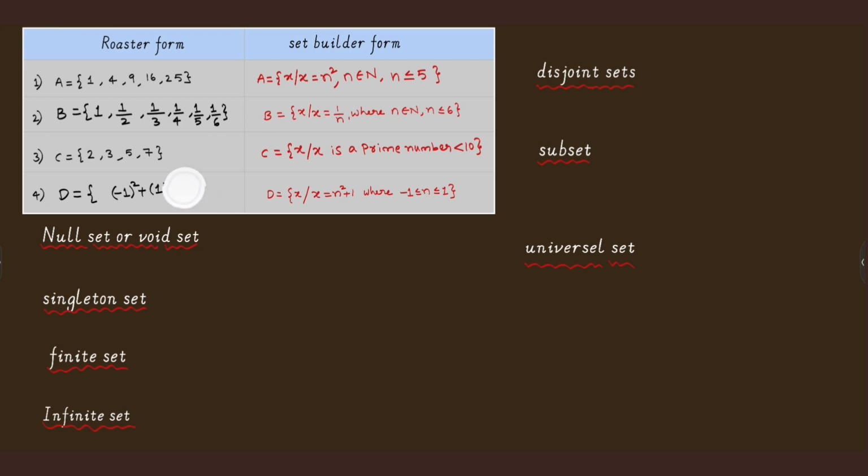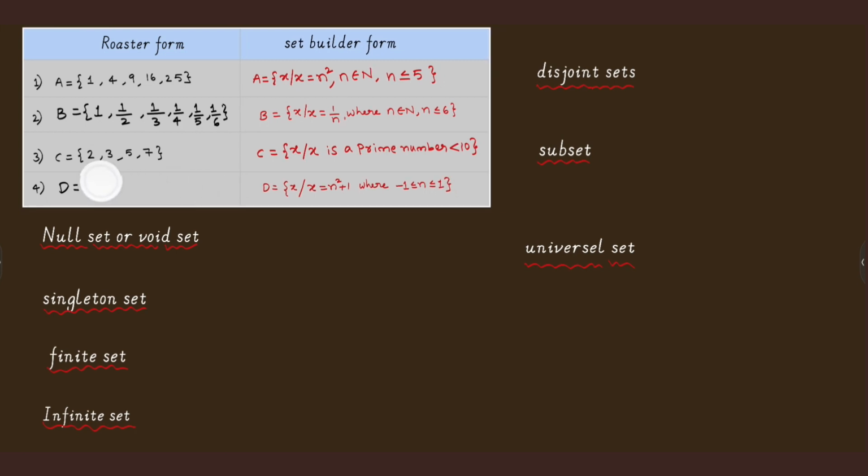So the result is what? Here first element is 2 because we substituted minus 1. Next, second element is 0. If you substitute 0, 0 square plus 1 is 1 only. And third element is 1. If you substitute 1 in that place, 1 square plus 1 is 2 again. So no need to write the second time 2, because already we wrote 2. So it is just 2 comma 1. This is the roster form of the fourth set. Hope you understood how to write set builder form to roster form and roster form to set builder form.